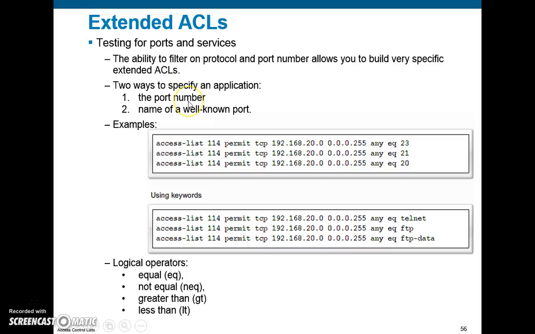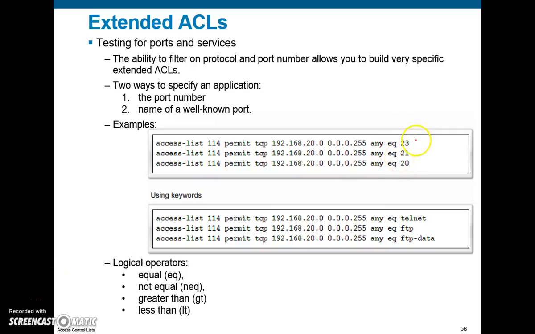For the port numbers, there are two ways to specify it, either by writing out the number or by the well-known port name. This is an example of an extended ACL. You notice this equal, so equal to a port number, or equal to a well-known port. This operator, normally we'll use equal, but you can also use not equal, greater than, or less than a certain number. But most of the time we use equal.